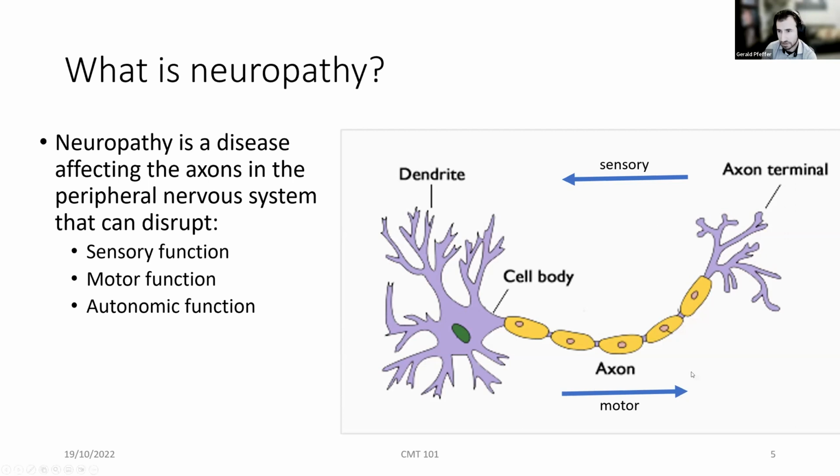This is a little cartoon showing us approximately what a neuron looks like. You have the cell body over here, where a lot of the action and activity occurs to keep the cell alive.